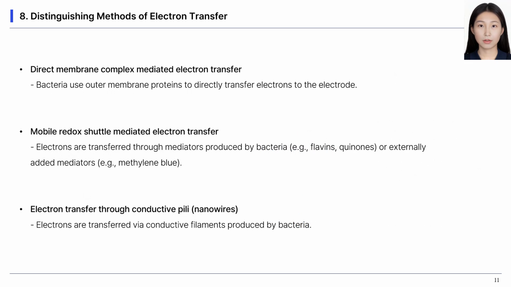Microorganisms in MFCs transfer electrons to the anode through three main mechanisms: direct transfer, shuttle-mediated transfer, and nanowire-based transfer. The first mechanism is direct electron transfer. Certain bacteria, such as Geobacter and Shewanella species, use specialized proteins on their cell membranes to transfer electrons directly to the anode. This method requires physical contact between the bacteria and the electrode and is highly efficient because it eliminates the need for intermediates.